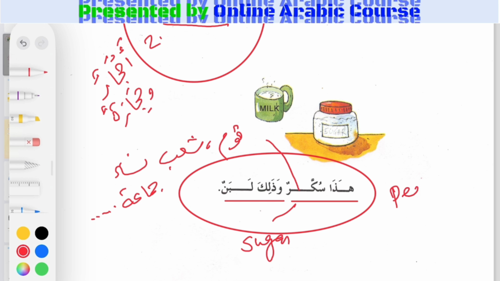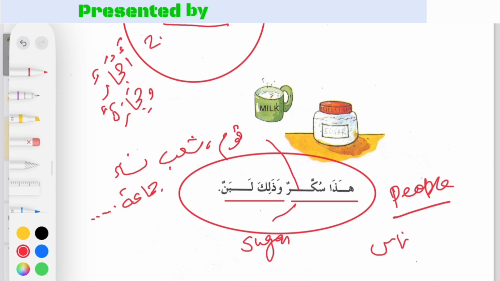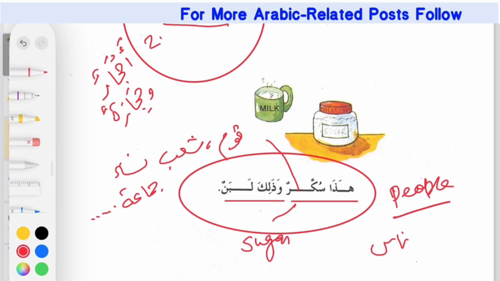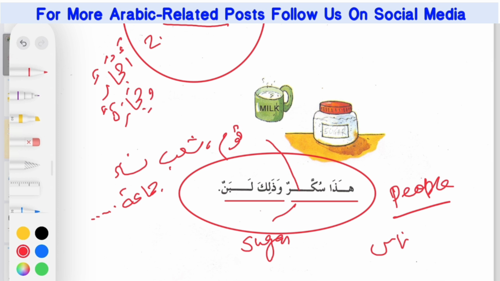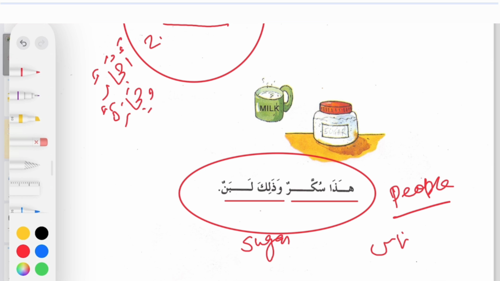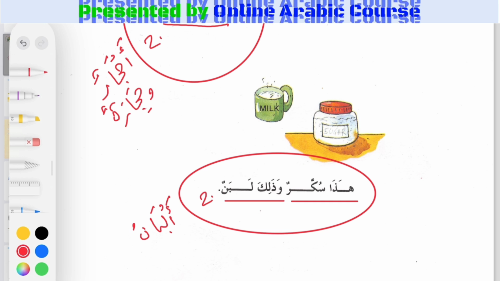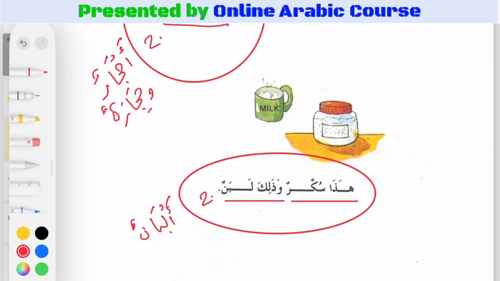In English we have people, P-E-O-P-L-E, people. People means nas, men and women, persons, human beings. Not one person but more than 2 or 3 persons, and that is people. The same way sukkar. Sukkar means sugar. It is itself a plural word. Hope you got it. And now wadhalika labanun, and that is milk. Laban means milk. Labanun, plural: albanun. Hadha sukkarun, this is sugar. Wadhalika labanun, and that is milk.